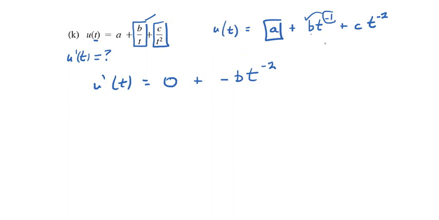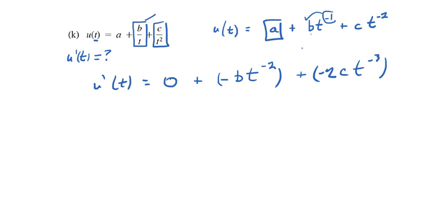Subtract 1. And then plus, now this, we're going to have that negative in brackets, I guess. Plus negative 2c t to the negative 3. And don't worry about where I put the brackets there. But does everyone kind of see that now?